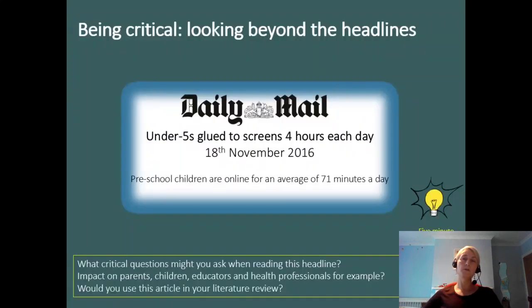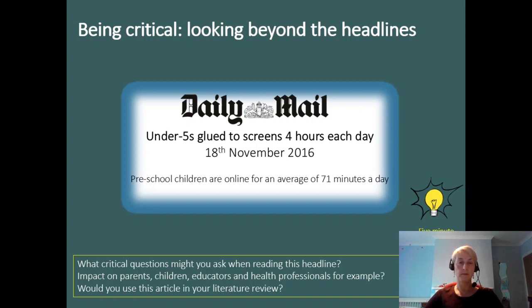So with those tools in mind, we're now going to be looking at another short activity, and I'm going to be looking at a daily tabloid article from the Daily Mail. So this is a newspaper article from a few years ago. It's a real article. So the headline says, under 5s glued to screens 4 hours each day. And then the subheading is, preschool children are online for an average of 71 minutes a day.